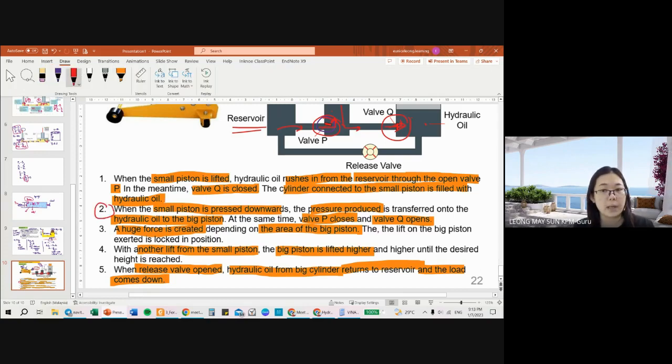All right, so if you notice, number two is where we talk about Pascal principle. Pressure is produced, is transferred onto the hydraulic oil. Okay, so that is actually where we talk about Pascal principle. But for the rest of it, they will focus more on the valve, all right, and the ability for it to move the load up or to bring it back down. Okay, so that is actually for the hydraulic jack.